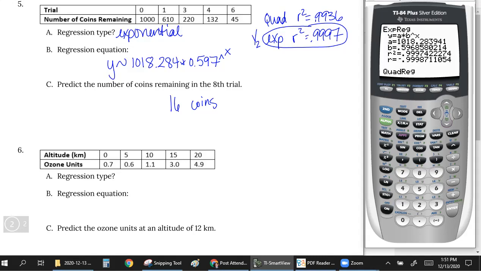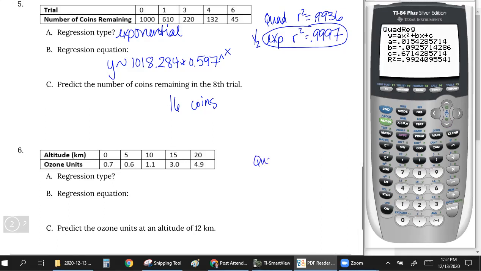But I need to tell it go to list 1, list 2, and save it in Y1. So second 1 for L1, comma above the 7. L2, comma above the 7. For the Y variables, go to vars, yvars, function, and we're using Y1. Hit enter to do your regression.